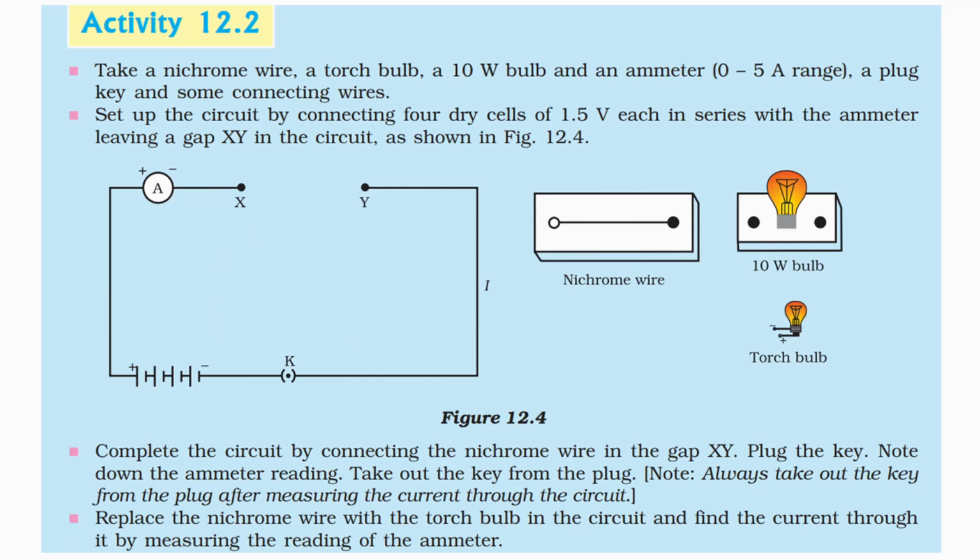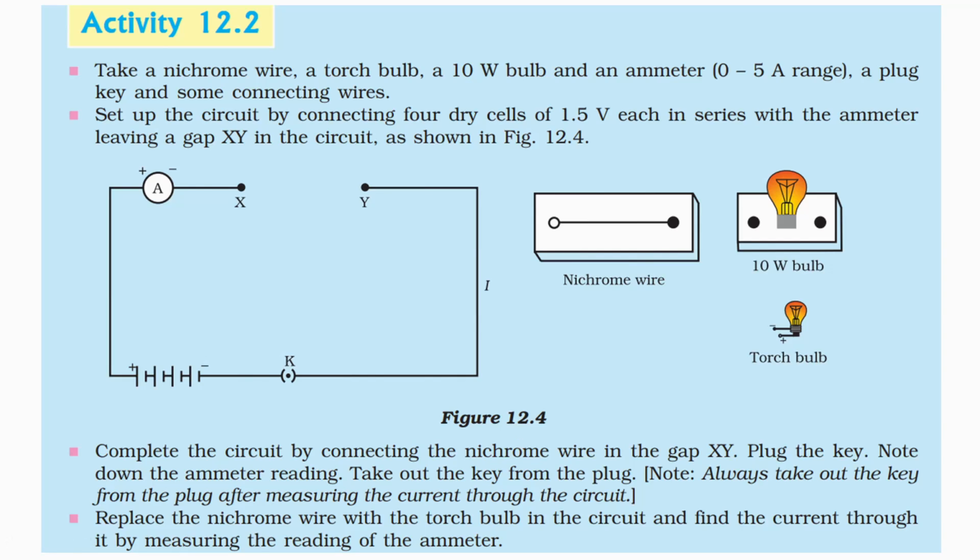What do we do next? Before that, why does it say always take out the key from the plug after measuring the current? Because if we keep the key inside the plug, the current will keep on flowing and that will decrease the power of our battery. Our battery will burn out early. So replace the nichrome wire with the torch bulb. Now we replaced XY with torch bulb. Now when we close the circuit, the current will flow and the torch bulb will light up. Next, he wants us to place the 10-watt bulb.